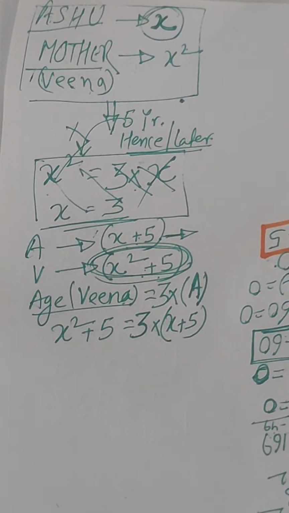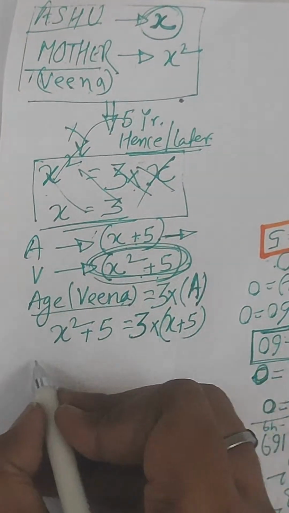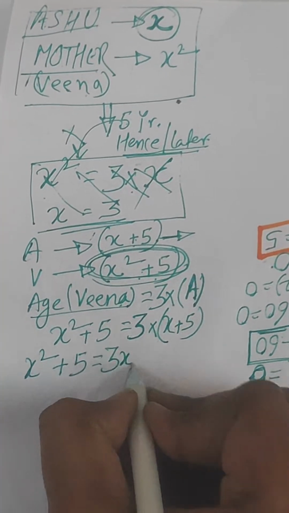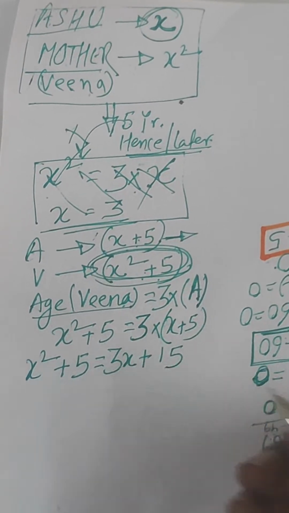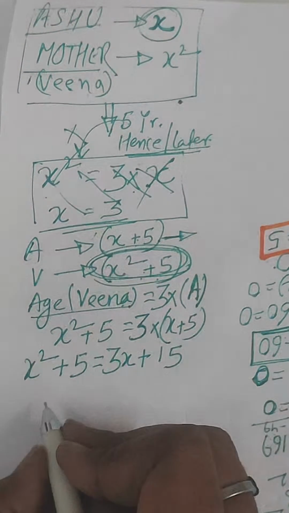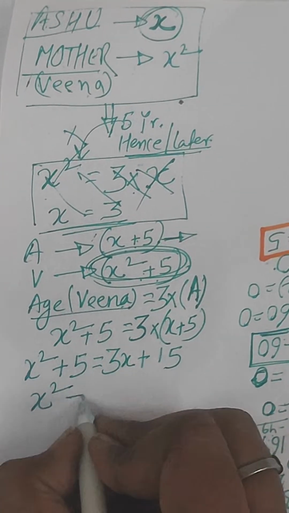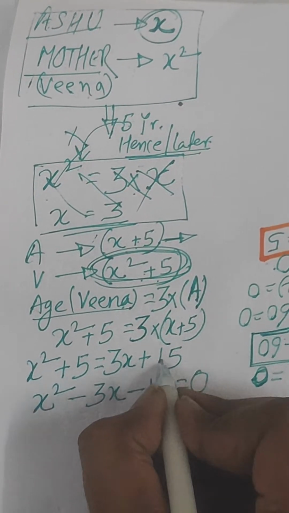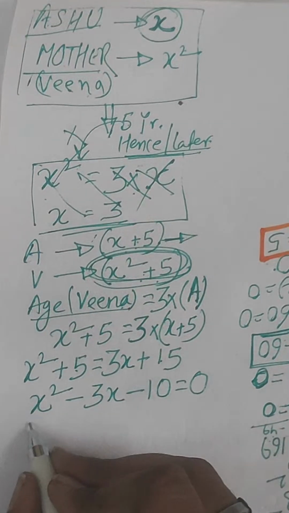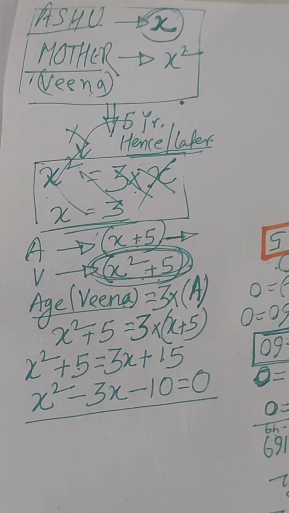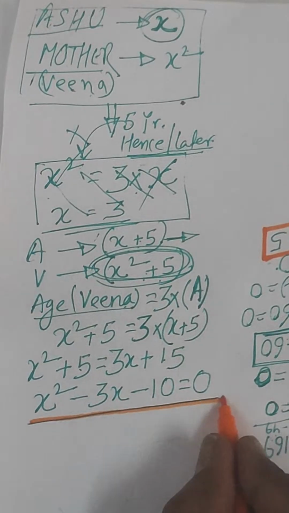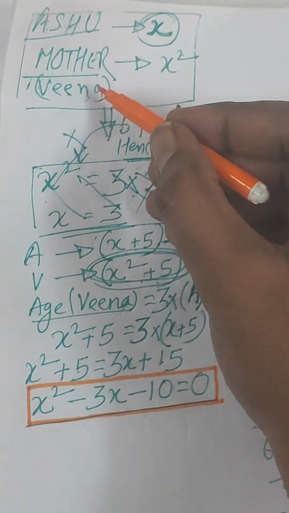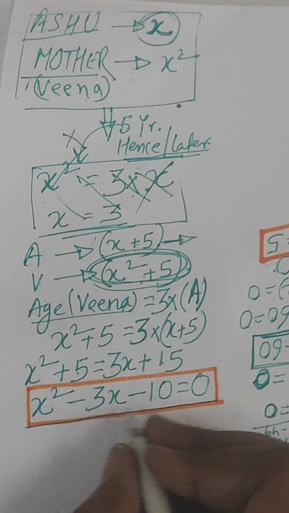Now solve it. When you solve it, it will be x square plus 5 is equal to 3x plus 15, right? And this will give you x square minus 3x minus 10 is equal to 0, because 15 will be coming into the LHS, right? So this is the quadratic equation which is in front of you. This is the quadratic equation which needs to be solved, which will give you the age of Ashu and her mother Veena, right?